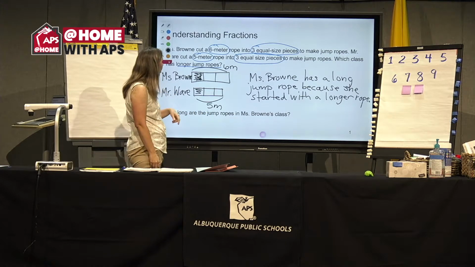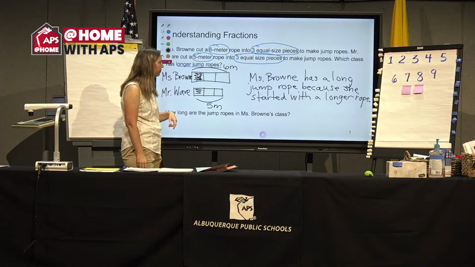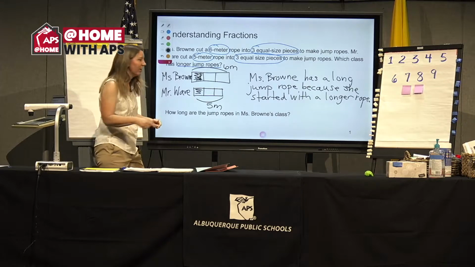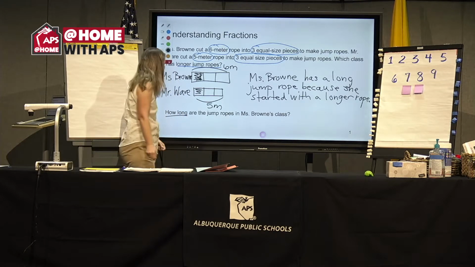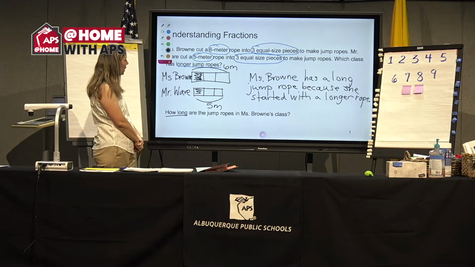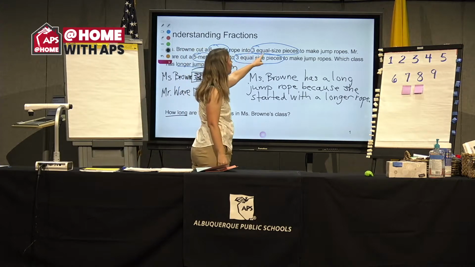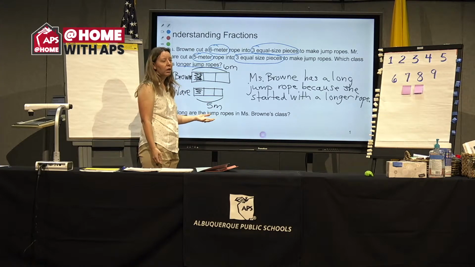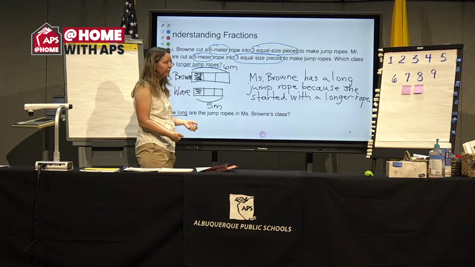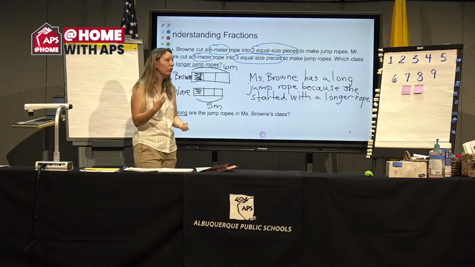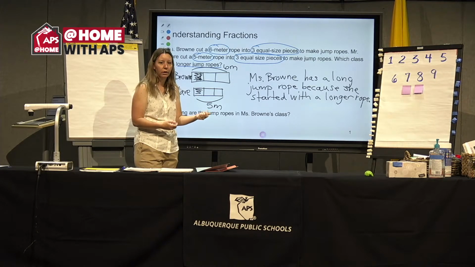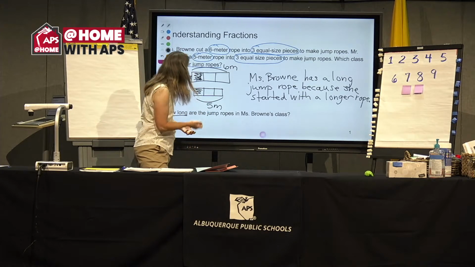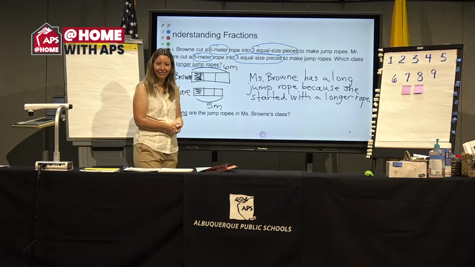All right, so how long are the jump ropes in Miss Brown's class? What are we being asked to do? Right? Find out how long. So I know that she had 3 equal sizes, and they were 6 meters long. She had 3 equal sizes, 6 meters. So what equal sizes could I do to get to 6? Those equal groupings. So what could I multiply by 3 to get 6?